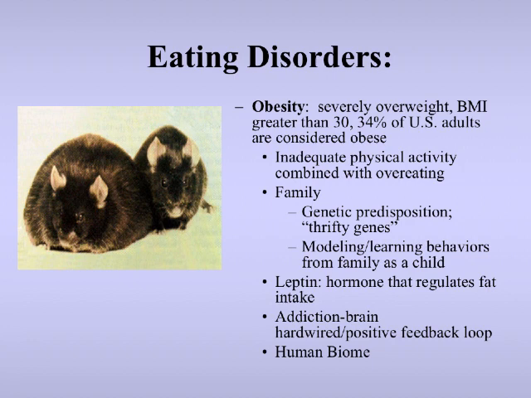Some research indicates that people who are obese do not produce as much leptin or do not produce leptin at all. Another theory looks at the role of addiction. Can a person become addicted to food? And they look at the brain. Is the brain hardwired in this positive feedback loop? So when the person eats, it hits their reward circuitry. They feel satisfied, and they feel pleasant, and they feel good, which then turns around and causes them to eat more.